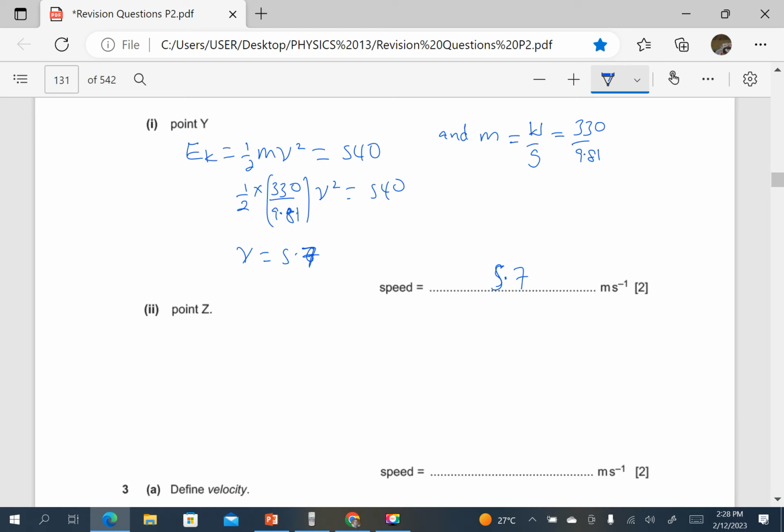Then point Z. Remember, point Z is the highest point, where the speed there is going to only be equal to the horizontal component of the velocity. So the speed there is equal to the horizontal component of velocity, since the vertical component is 0.